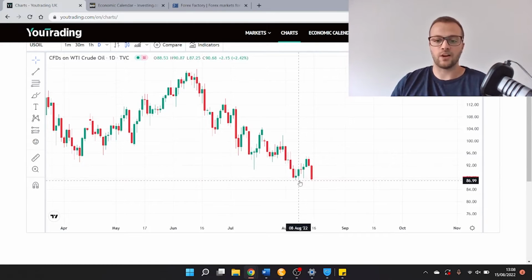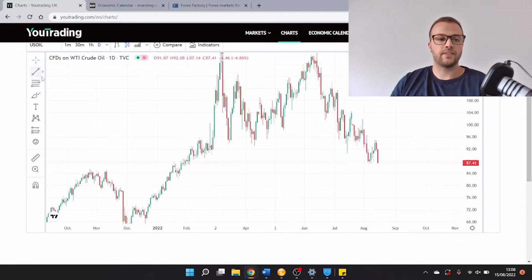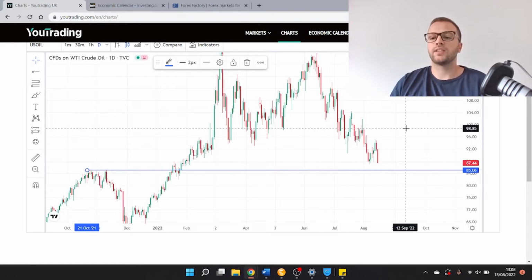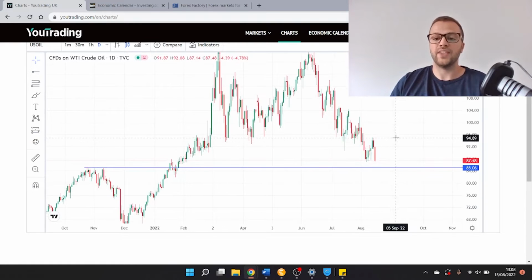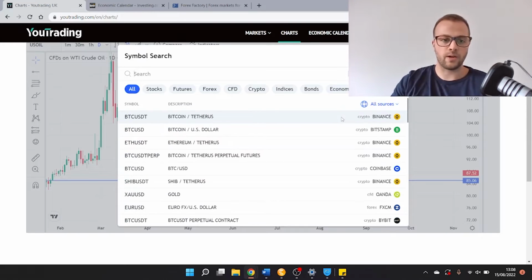It's probing these lows here from August. And a lot of people think, I certainly think, that oil could be testing that $85 per barrel mark in the near future.